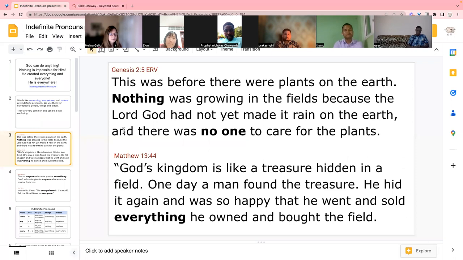Some other examples of indefinite pronouns, from Genesis 2:5. This was before there were plants on earth. Nothing was growing in the fields because the Lord God had not yet made it rain on the earth, and there was no one to care for the plants. From Matthew 13, God's kingdom is like a treasure hidden in a field. One day, a man found the treasure. He hid it again and was so happy that he went and sold everything he owned and bought that field.